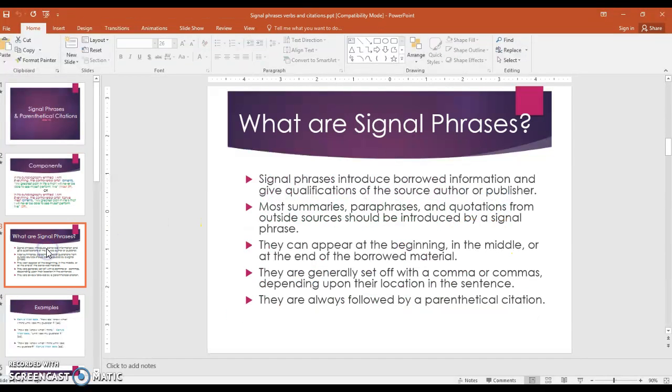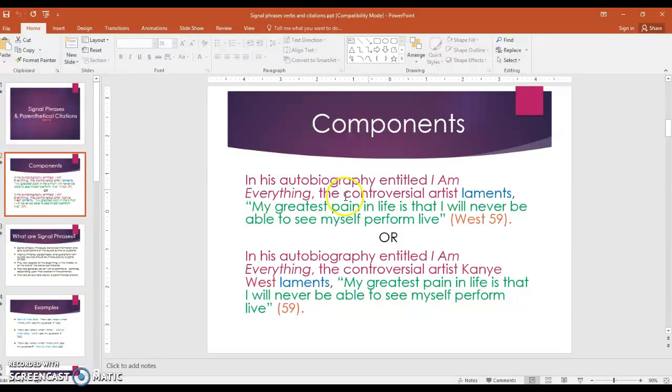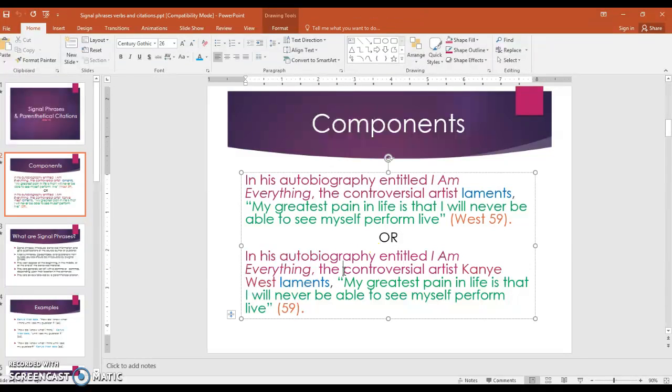All right, so what exactly are these signal phrases? Well, they do a couple of things. First, like I said, they introduce borrowed information. They also give qualifications of the source. As you can see, I called him the controversial artist. I went ahead and told the reader something about the person instead of just giving his name.